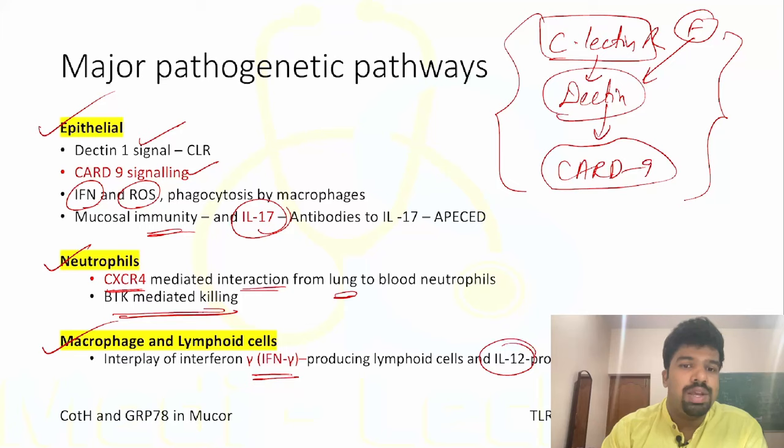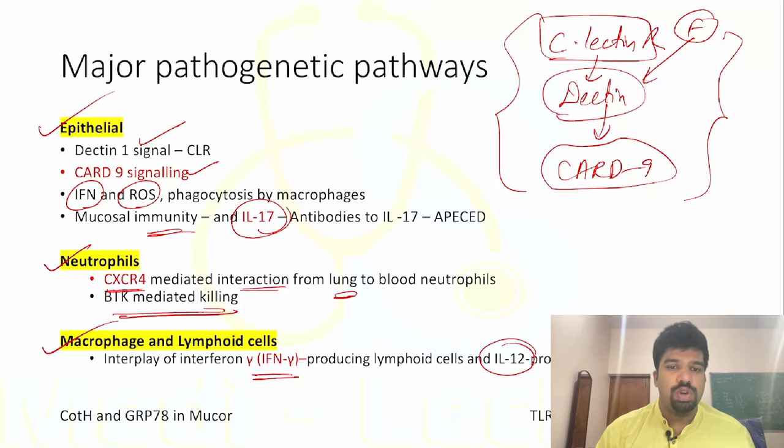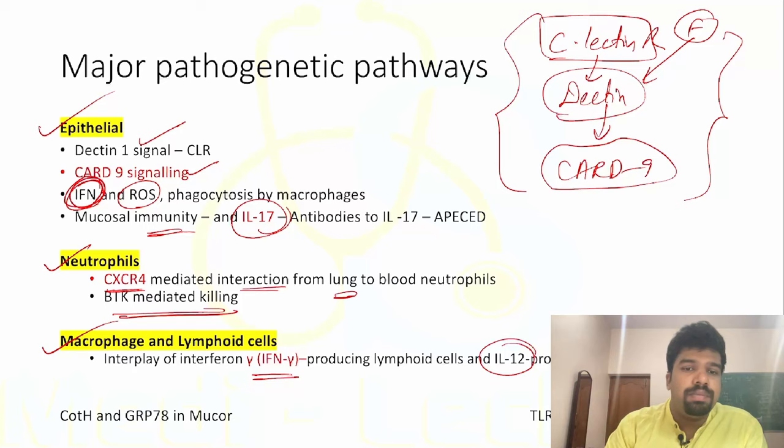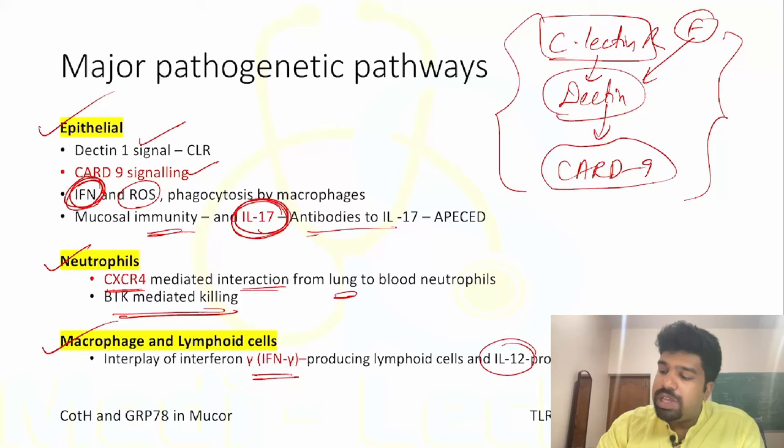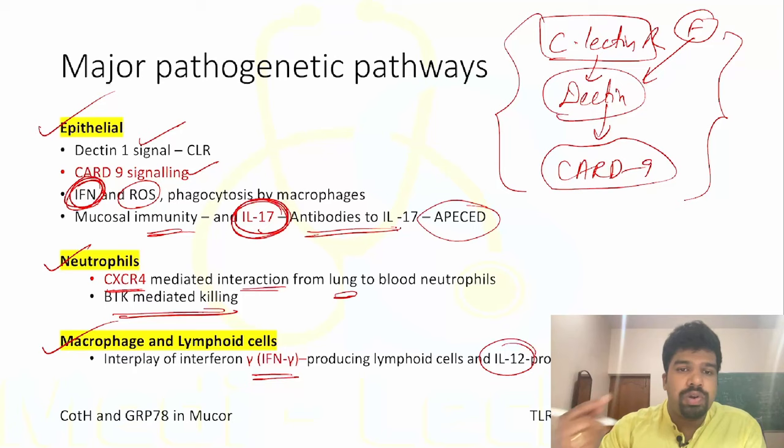Okay, so how do we understand pathophysiology over here? What diseases are important over here? Let us say if I block this interferon, what will happen? You're going to get a lot of chronic mucocutaneous candidiasis. Let us say I block IL-17, what will happen? You'll get mucocutaneous candidiasis again. That's why antibodies to IL-17, for example, seen in Epicid, cause CMC or chronic mucocutaneous candidiasis. Similarly, if you have a Card-9 signaling defect congenitally, you're going to keep having mucocutaneous candidiasis. Okay.